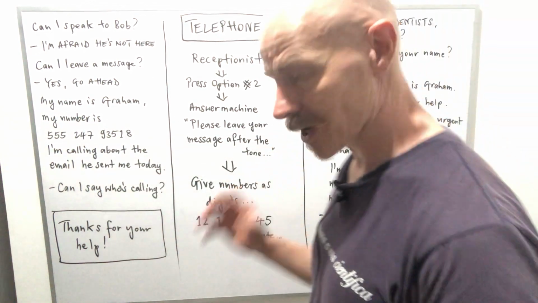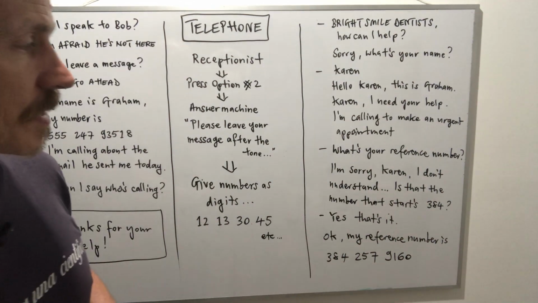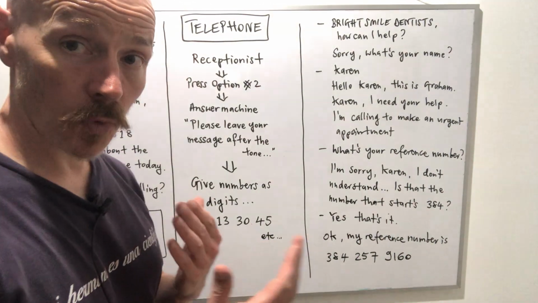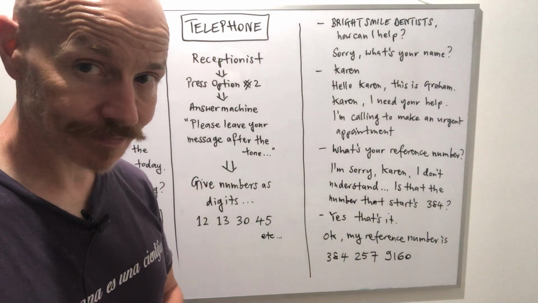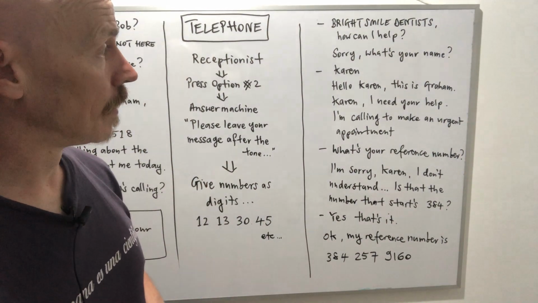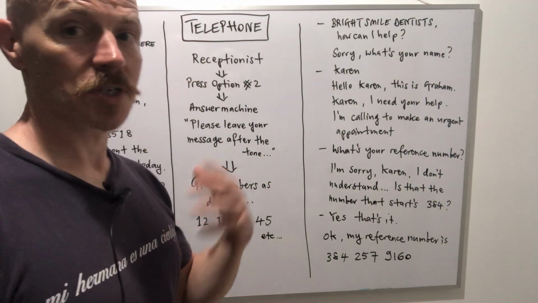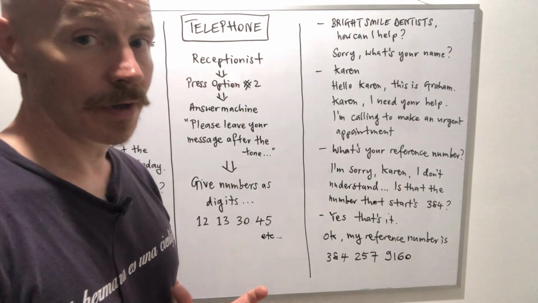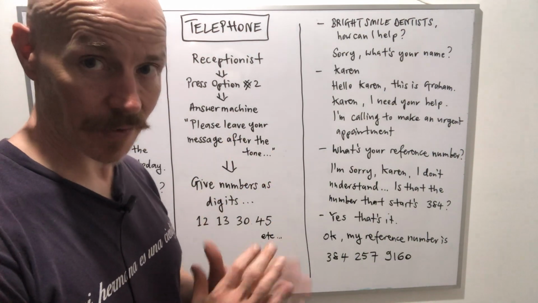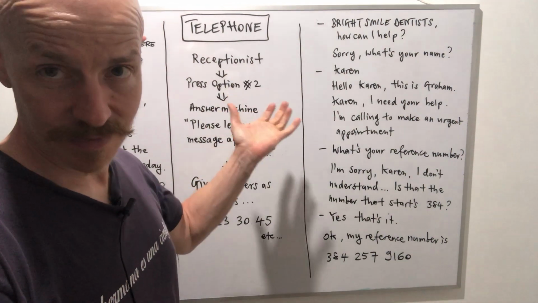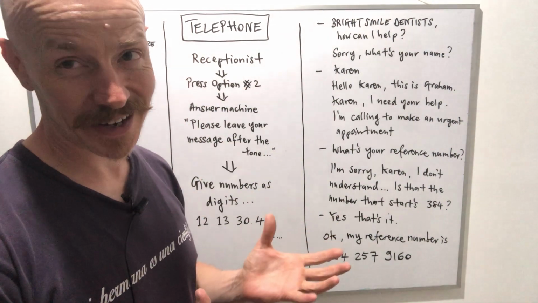Okay, so let's look at that. Now we're going to look at another way we can do this on the telephone. This is a nice way to make more of a connection with the person, particularly if you need their help. So we're going to imagine I need to make a phone call to speak to the dentist. This is like an imaginary conversation, but see how I do it. So the dentist receptionist answers, something like, "Bright Smile Dentists, how can I help?"